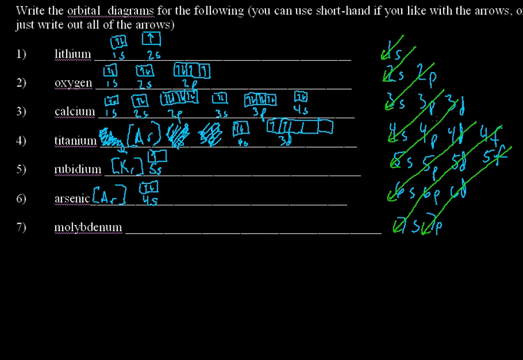After 4S gets filled, we go over to 3D. And a D sublevel has 5 blocks. And we're going to fill this up with 10 electrons or 10 arrows. 5 pointing up, 5 pointing down. After 3D gets filled, going over to 4P. And to get our 15, we already have 12. We just need 3 more.